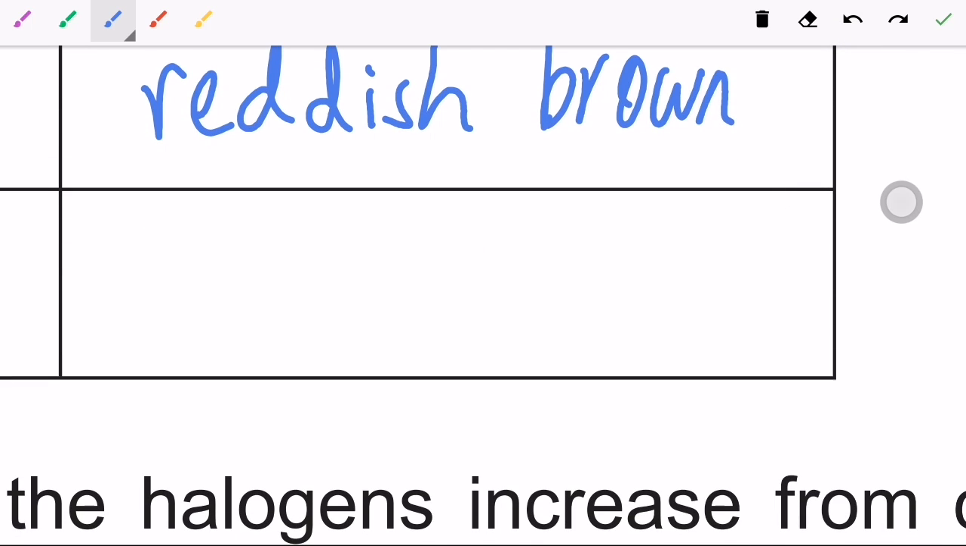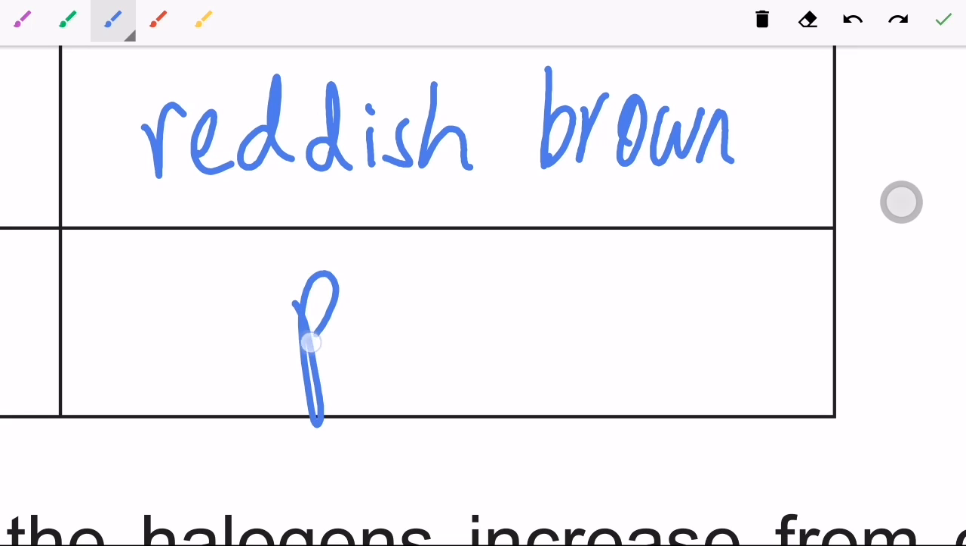Iodine of course depends on its current state. You must know that they have asked at room temperature. At room temperature, iodine is a solid, so it's a purple solid.